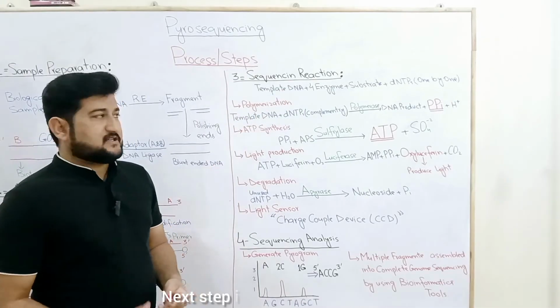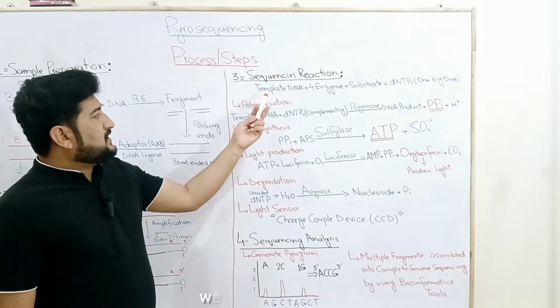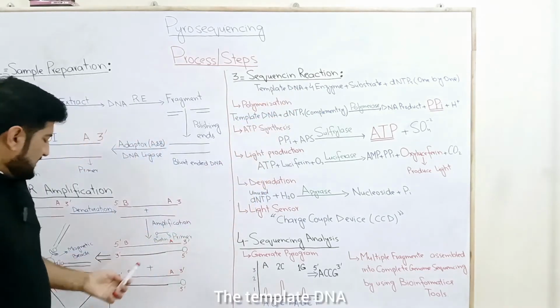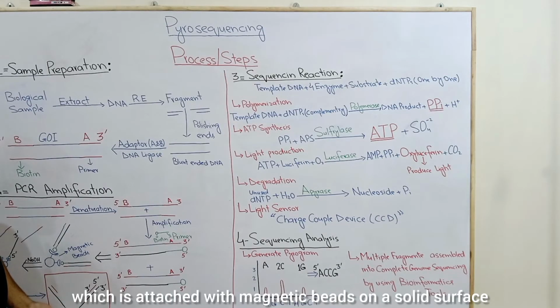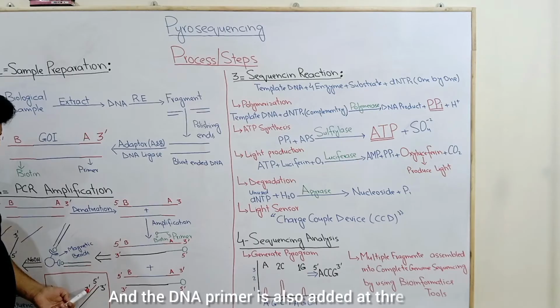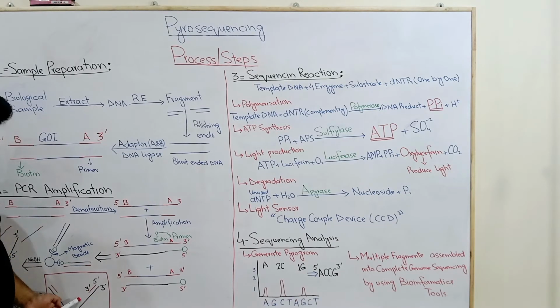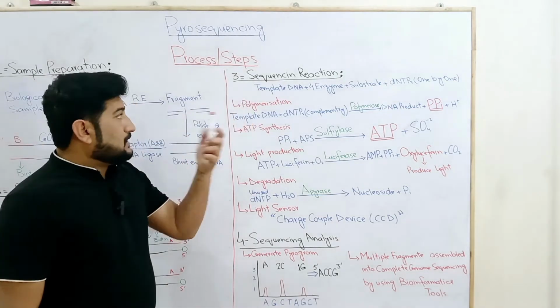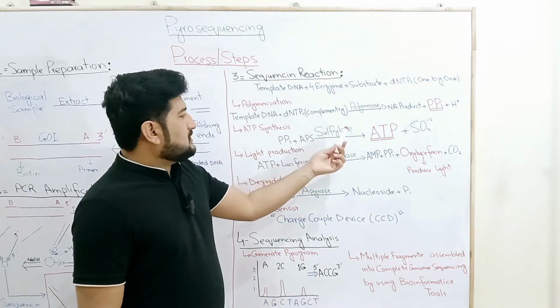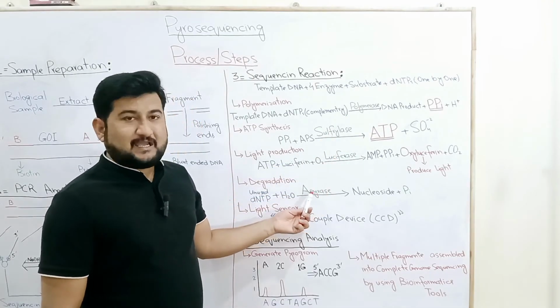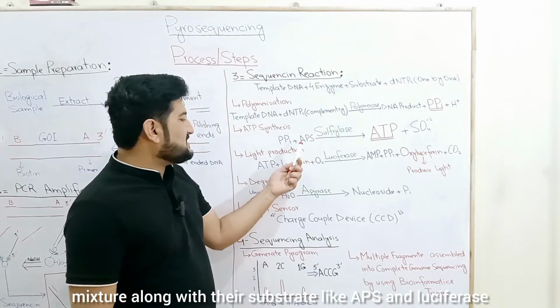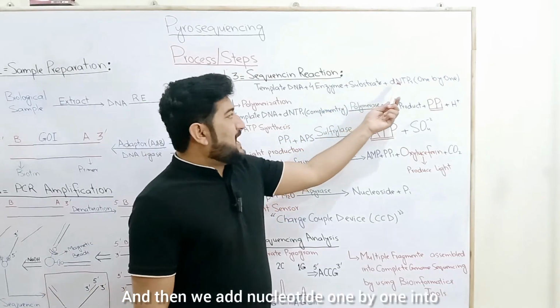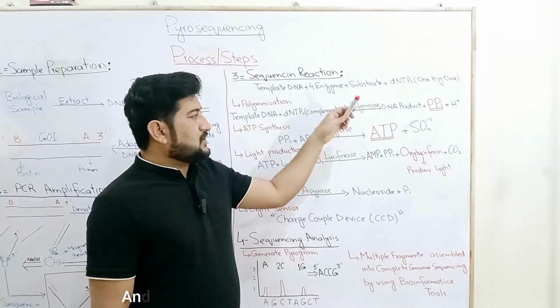The next step is the sequencing reaction. In the sequencing reaction, we take template DNA, this biotin-tagged single-strand DNA, which is attached with magnetic beads on a solid surface, and the DNA primer is also added at the 3' end where the adapter A is present. This is used as a template DNA. In a reaction mixture, we add 4 enzymes: polymerase, sulfurylase, luciferase, and apyrase. These 4 enzymes are added into a reaction mixture along with their substrates like APS and luciferin. And then we add nucleotides one by one into the reaction mixture.